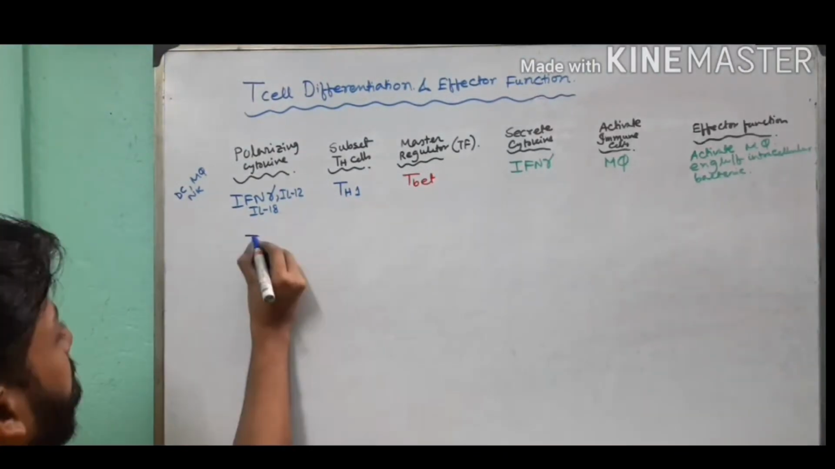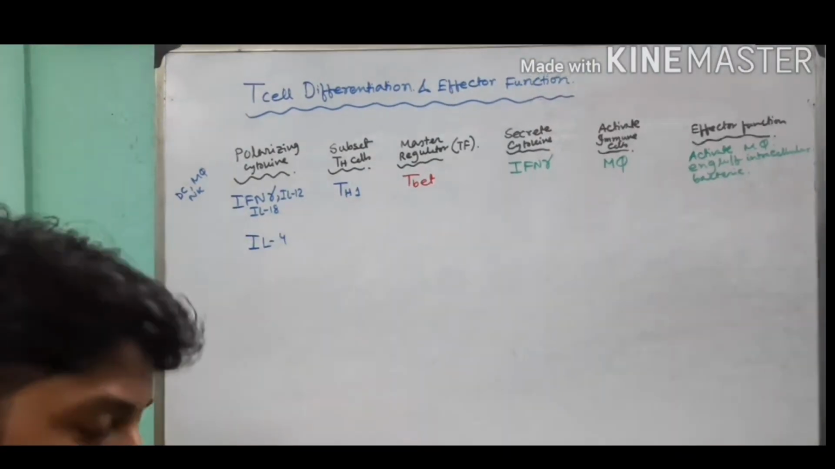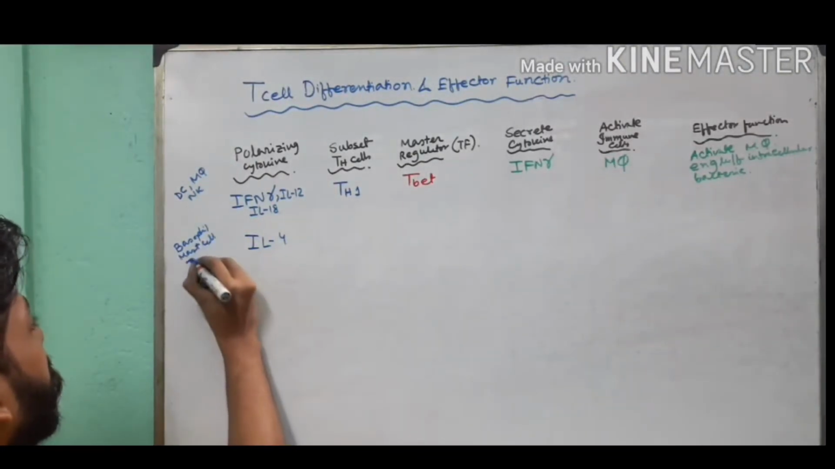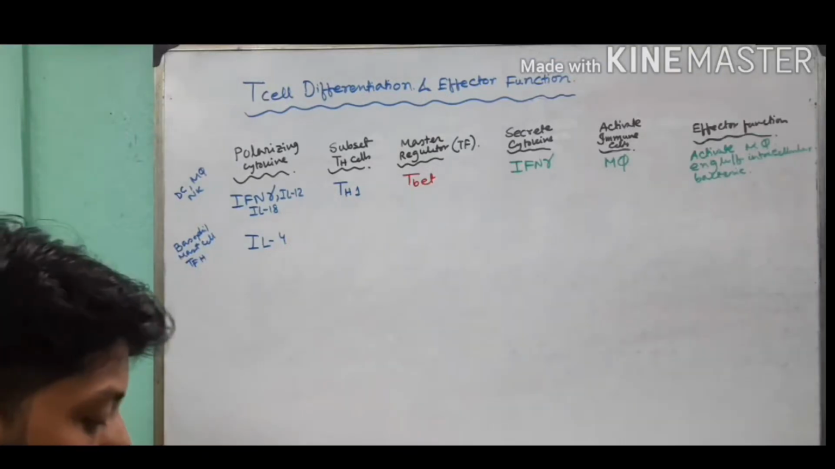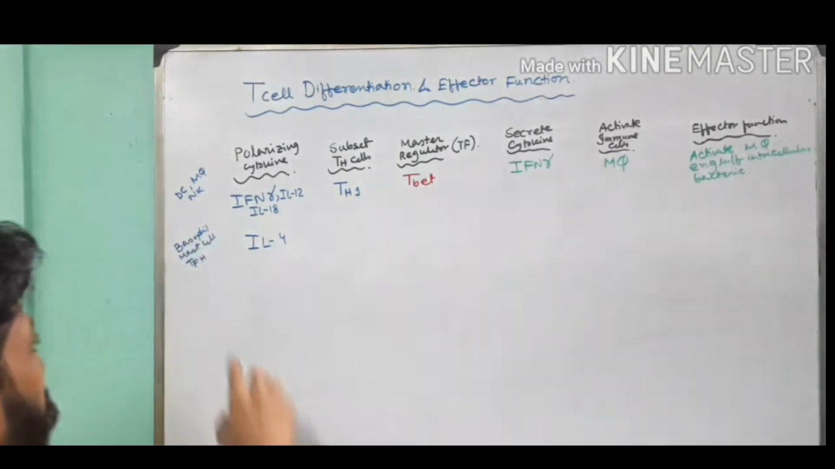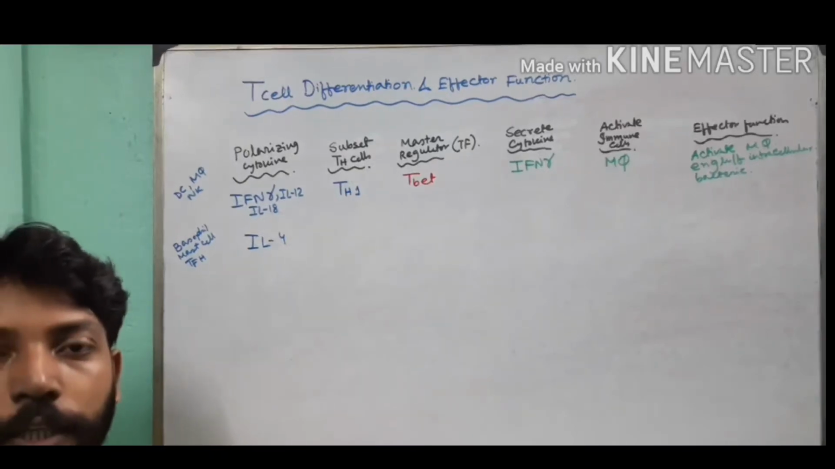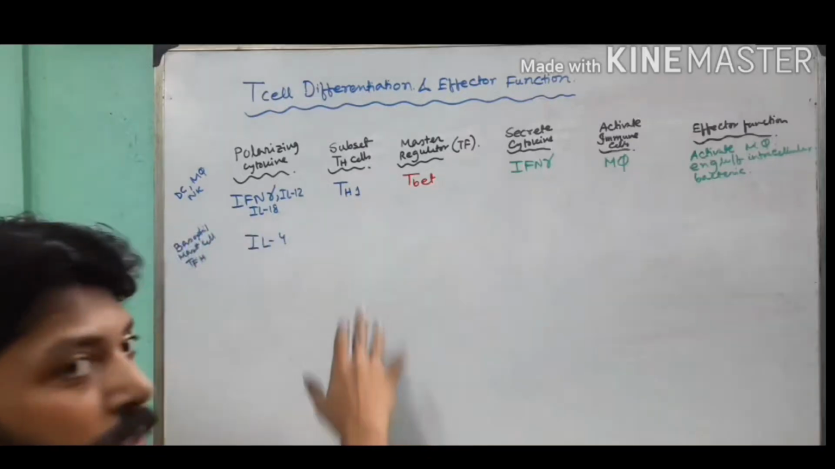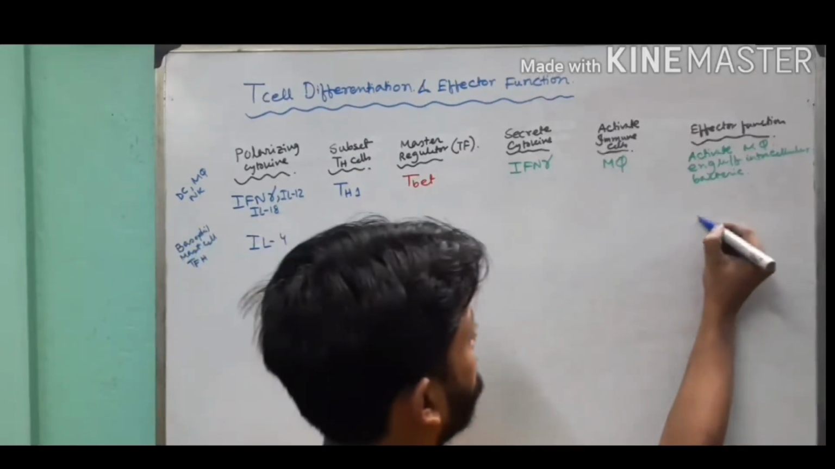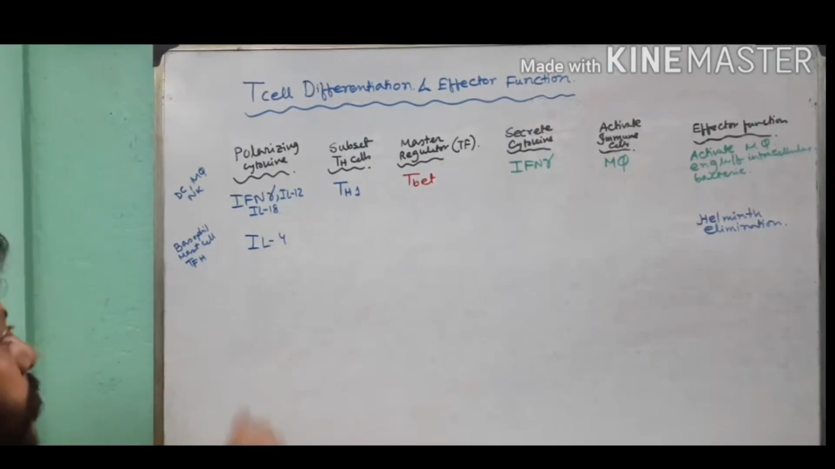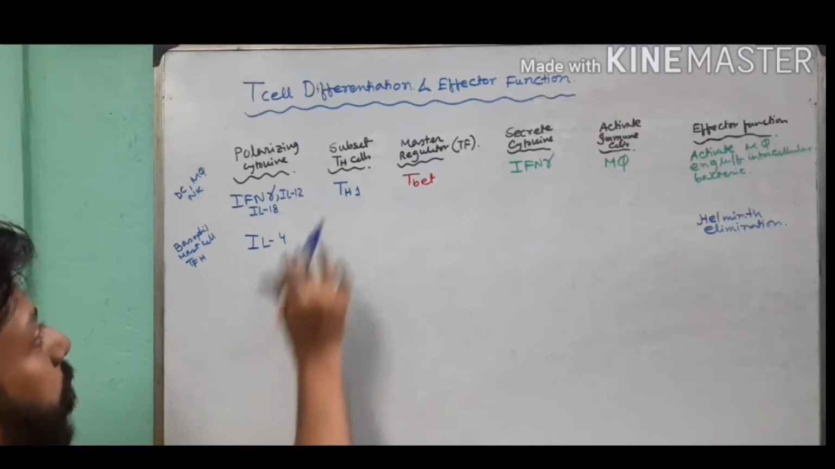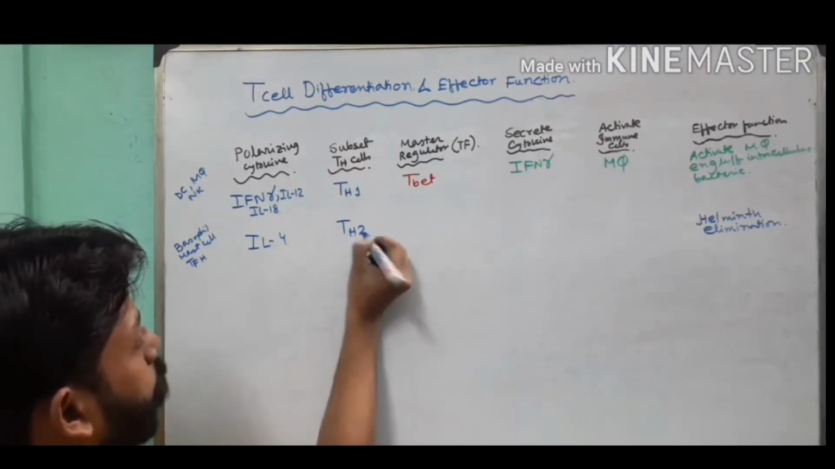The second cytokine is IL-4, interleukin 4. This cytokine can be secreted by basophils, mast cells, and even follicular helper cells. Basophils and mast cells secrete IL-4 in response to helminths. So the effector function of this subset is to eliminate helminths. In response to helminths, basophils, mast cells, and T follicular helper cells can secrete IL-4, and the naive TH cells become the TH2 subset.